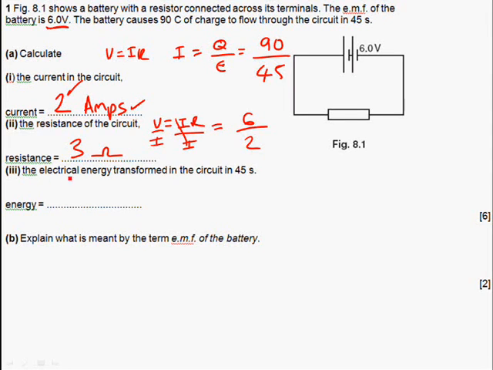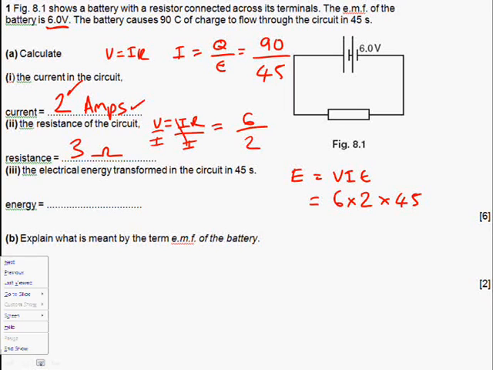Okay, calculate the electrical energy transformed in the circuit in 45 seconds. Well basically electrical energy is the power equation, which tells me the number of joules per second that's being supplied or delivered by a circuit, and multiply that by time will tell me the total number of joules in that time. So energy is equal to VI, which is power, multiplied by time. Okay, so the voltage was 6, current was 2, and the time is 45.